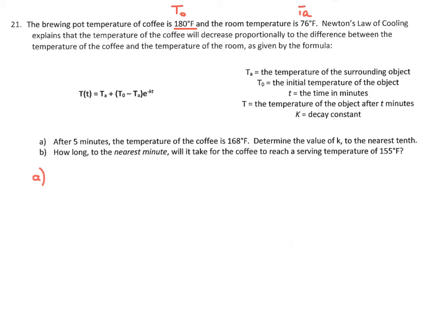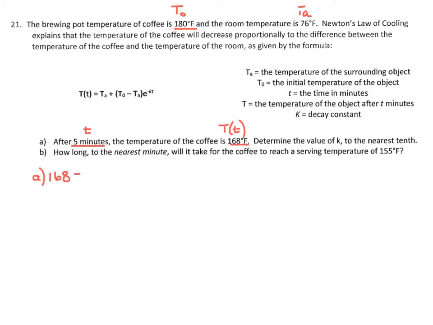And when we read part A, it says after 5 minutes, so that is going to be our lowercase t, the time, the temperature of the coffee is 168 degrees. So that's going to be the temperature it reaches after t minutes, after 5 minutes. So that's going to be the T of t. That's going to be the temperature of the object after t minutes. All right, so let's just plug in our numbers. So if we look at this formula here and place a T of t, we can plug in 168.